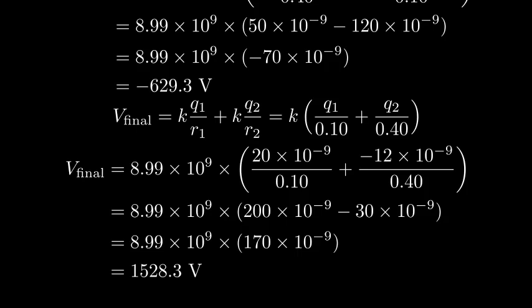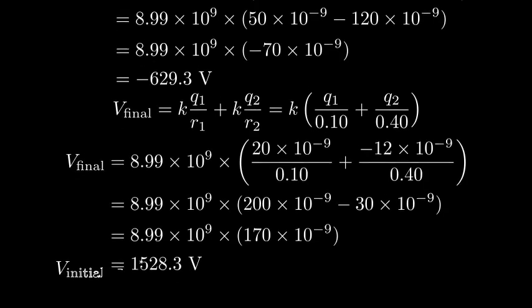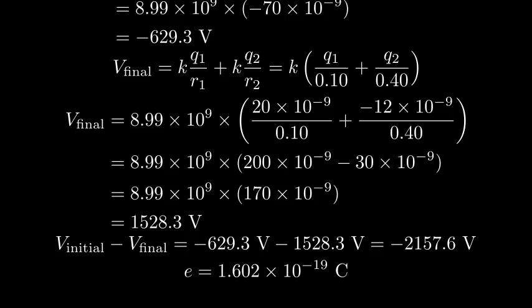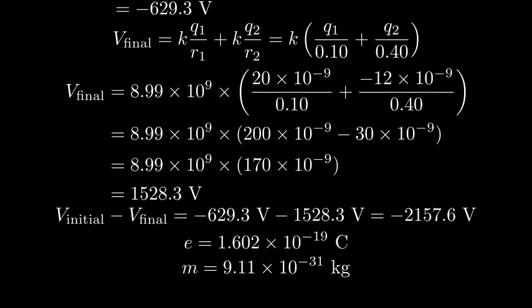Now we can calculate the velocity using our formula. V equals the square root of 2e times V initial minus V final divided by m. First, let's calculate the potential difference. V initial minus V final equals negative 629.3 volts minus 1,528.3 volts, equals negative 2,157.6 volts. We need the charge of an electron, e equals 1.602 times 10 to the minus 19 coulombs, and the mass of an electron, m, equals 9.11 times 10 to the minus 31 kilograms.